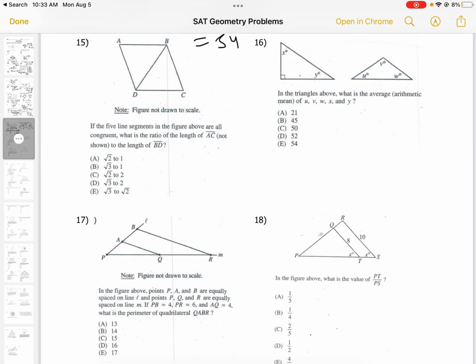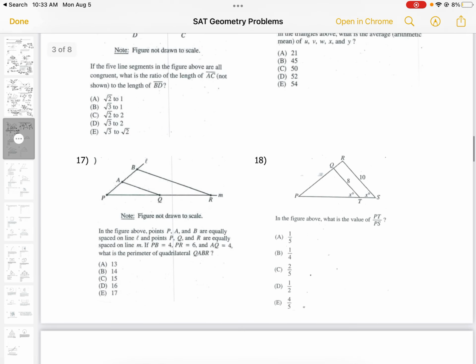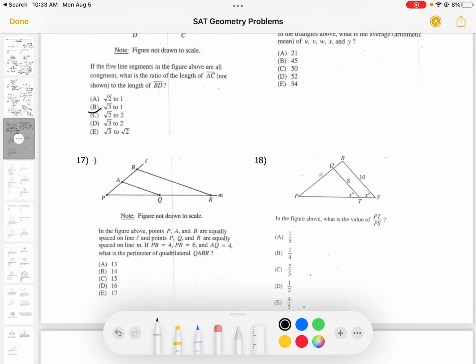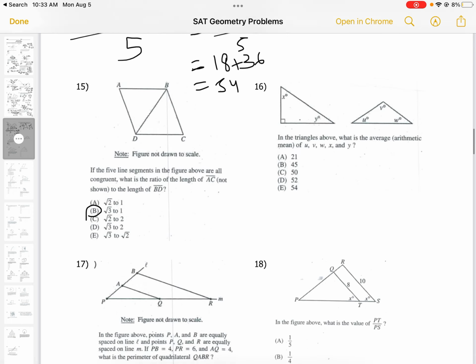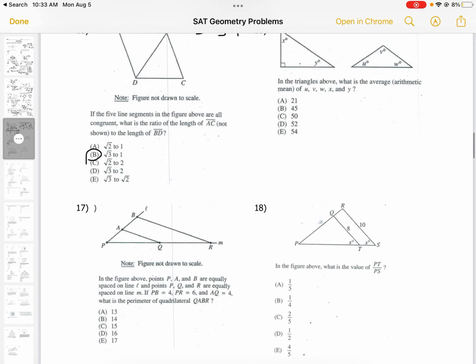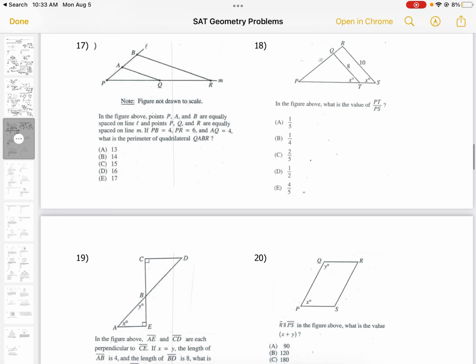Alright, number 15. If the 5 line segments in the above figure are all congruent, what is the length of AC, not shown, to the length of BD? Oh, well, we just did that. I guess they repeated a problem for extra practice, but we already did that. We know what that is. Just root 3 to 1. Right? We also did that question. Well, I wasn't quite finished, so I'll do one more actual new question, and we'll be done. Okay, number 17.